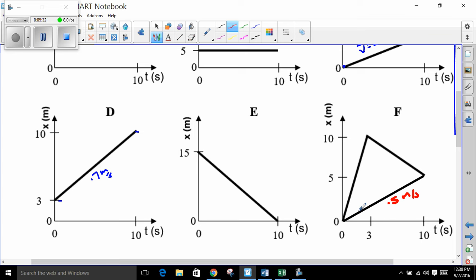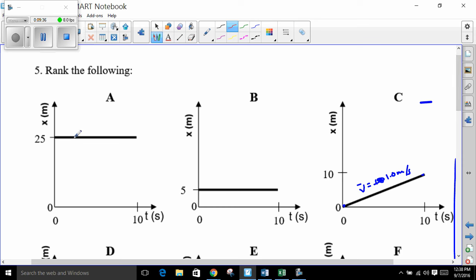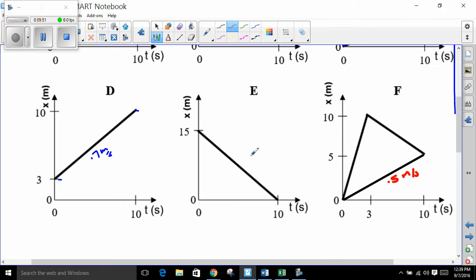This has no change in position, so no delta X. B equals 0 meters per second. Same here, 0 meters per second. They're just at different positions. Then we had E with a negative slope. We're going from 15 down to 0 in 10 seconds. So that's 1.5 in the negative meters per second.